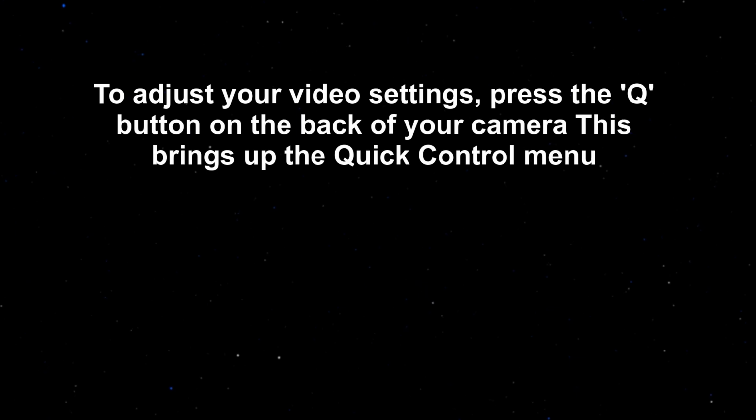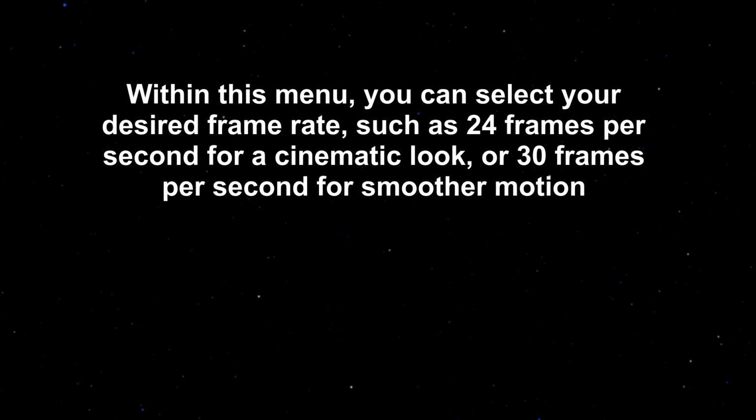To adjust your video settings, press the Q button on the back of your camera. This brings up the quick control menu. Within this menu, you can select your desired frame rate, such as 20 frames per second for a cinematic look, or 30 frames per second for smoother motion. Below that, choose your resolution: Full HD, or even 4K for incredible detail, though keep in mind 4K uses more storage.